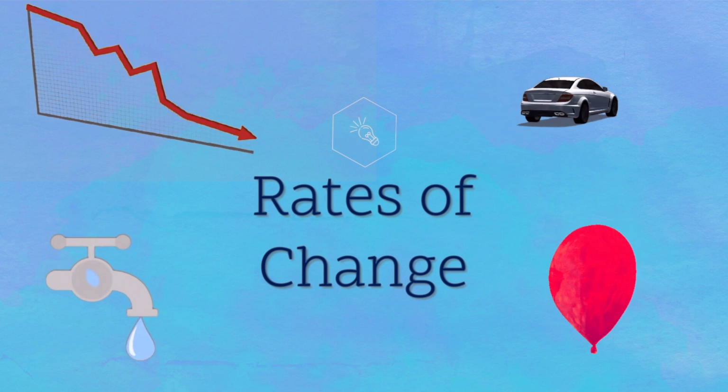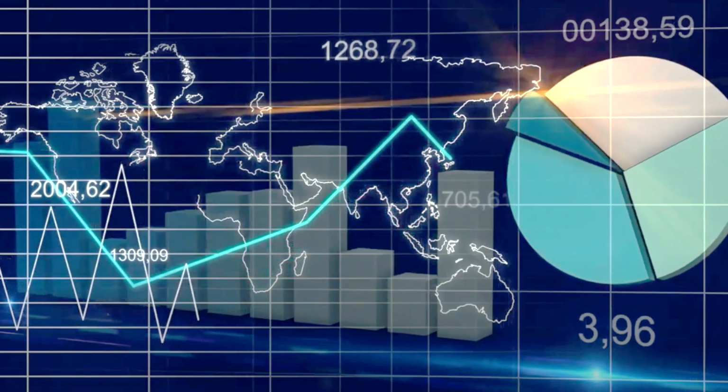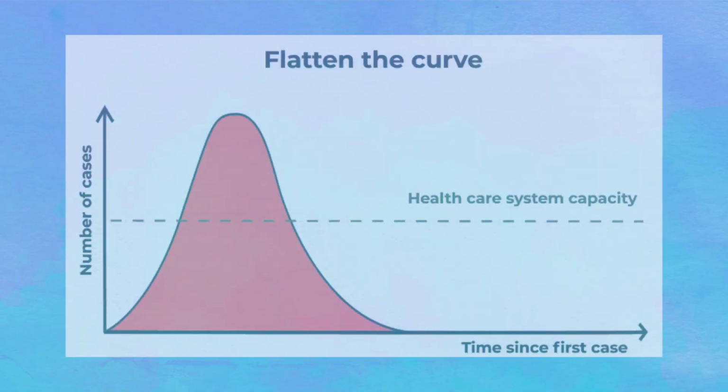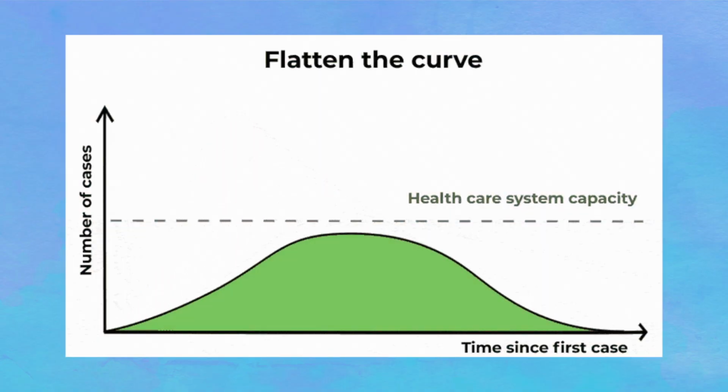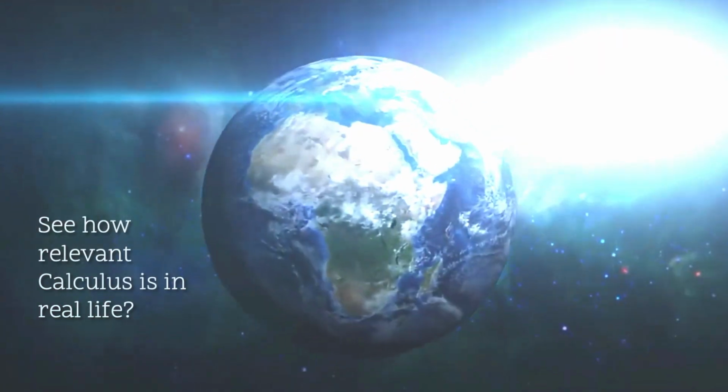Calculus. Seems complicated, right? But the concept is pretty simple. Calculus is all about rates of change, crucial to fields including economics, statistics, and engineering. It's the concept behind flattening the curve, aimed to reduce the rate of COVID-19 cases. See how relevant calculus is in real life?